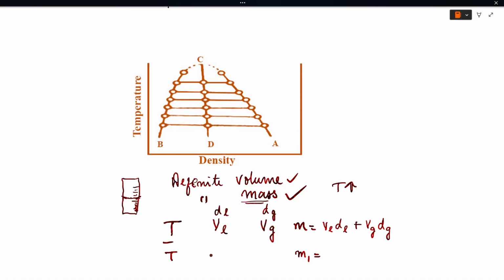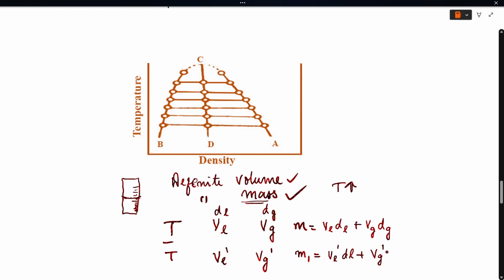We do not know what the density is, but we can measure the volume from that. So, I will get VL dash and Vg dash. These are the volumes, but the densities will have the same values, that is VL dash into dl plus Vg dash into dg. Because the temperatures are the same, there should not be any change in density. So, densities will be constant.